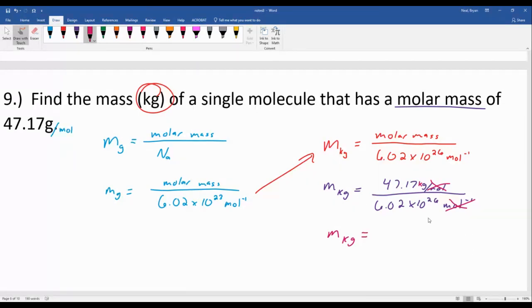All right, then now dividing these two, 7.8355, it's probably 7.84, times 10 to the negative 26 kilograms.